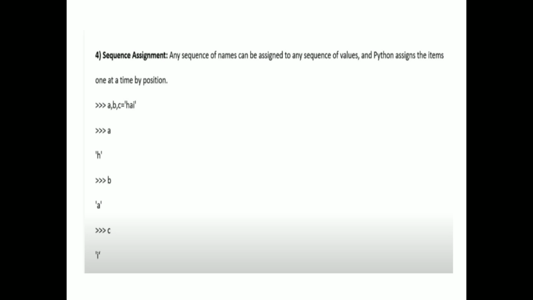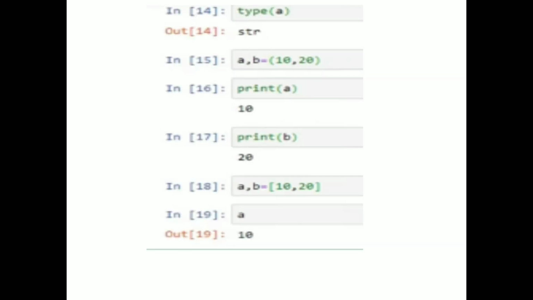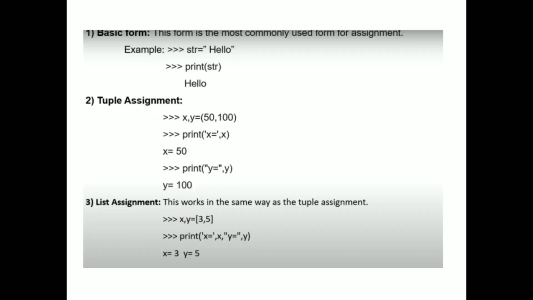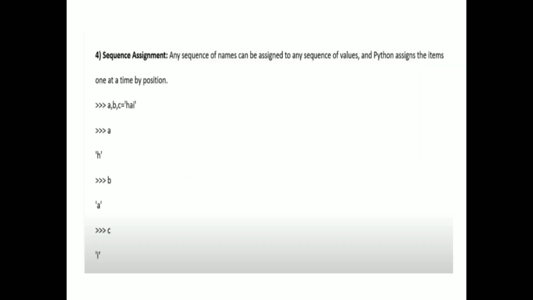The first one is a basic form. Next one is a tuple assignment. Third one is a list assignment. After completion of list assignment, sequence assignment is the next one. Sequence assignment is what happens if you pass a string.